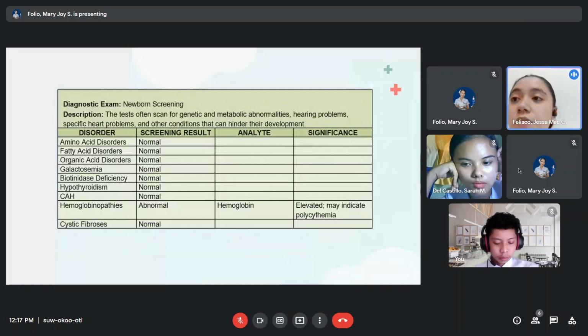Next we have the diagnostic exam, the newborn screening. The test often scans for genetic and metabolic abnormalities, hearing problems, specific heart problems, and other conditions that can hinder their development. For the disorders: amino acid disorders, normal; fatty acid disorders, normal; organic acid disorders, normal; galactosemia, normal; biotinidase deficiency, normal; hypothyroidism, normal; pH, normal; and for the hemoglobinopathies, abnormal. The hemoglobin is elevated and may indicate polycythemia. For cystic fibrosis, normal.